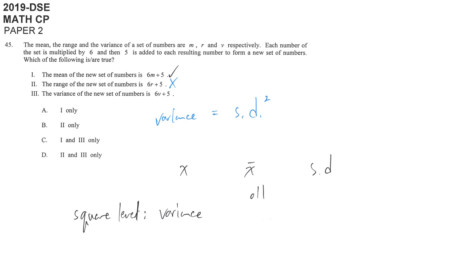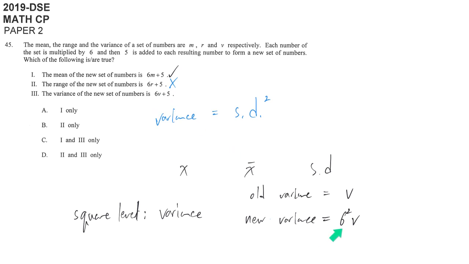So if the original variance is equal to V, then the new variance, if it times 6, will become 6 squared V. Not only 6 times, but 6 squared times, because it's on the square level. And then plus 5, this action will not affect variance or standard deviation at all. It's because every item plus 5 does not make the spread wider or more concentrated. So that's why plus 5 has no effect on the variance and SD.